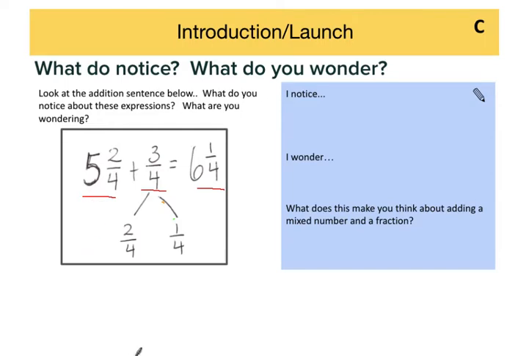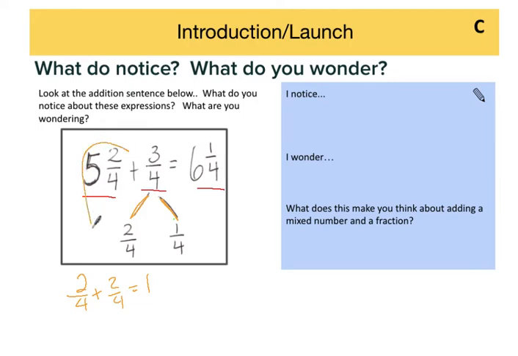I noticed that there is a number bond for 3/4, right? 3/4 is being broken down, or decomposed, into 2/4 and 1/4. I wonder if they use the 2/4 and the 1/4 here to help them solve this problem. Well, I know that 2/4 plus 2/4 equals a whole. I wonder if that's how they got 5 and 2/4 plus 3/4 equals 6 and 1/4.